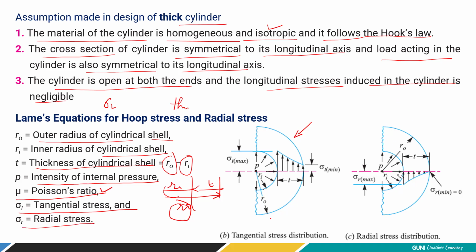Now just look again at the second figure. This is for tangential distribution and this is for radial stress distribution. Remember, in a thick cylinder, the tangential stress is maximum at the inner section and minimum at the outer section. But the radial stress is basically maximum at the inner section and zero at the outer section.